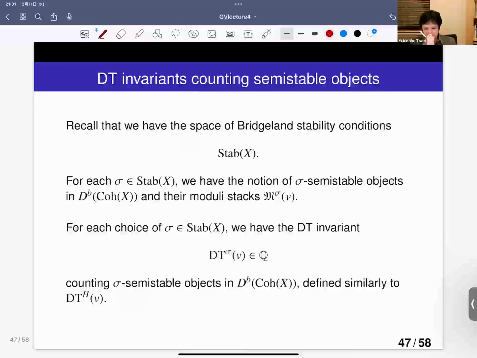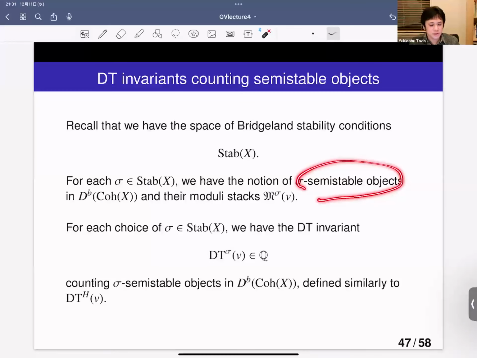And so let's recall Bridgeland stability conditions. We have the space of Bridgeland stability conditions. Each point corresponds to a stability condition on the derived category. So at each point of Stab X, there is a notion of a semistable object in the derived category, and also the moduli stack. It was shown to be an Artin stack of finite type.